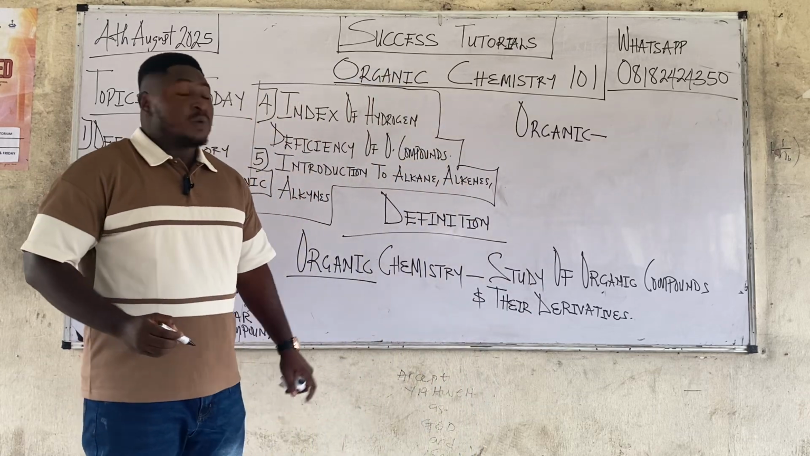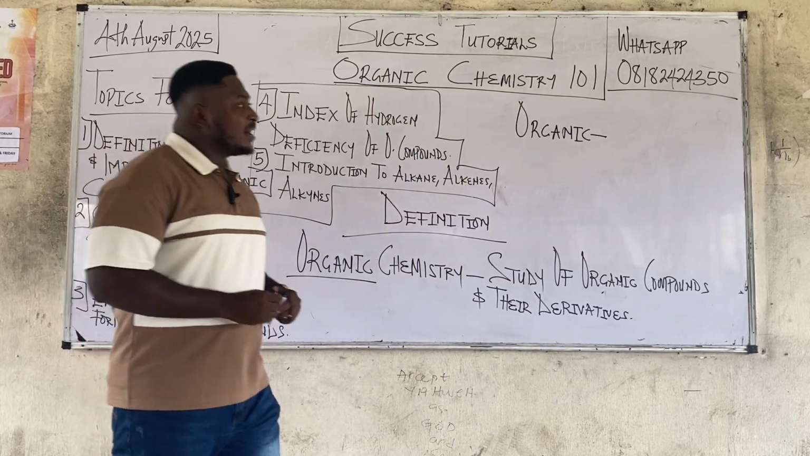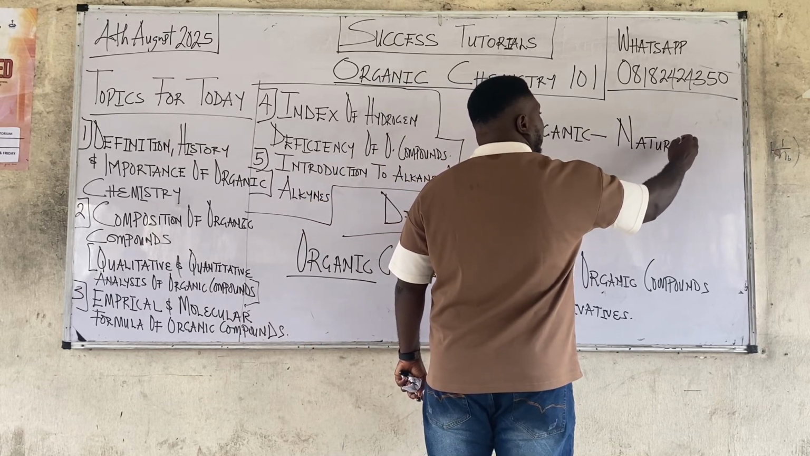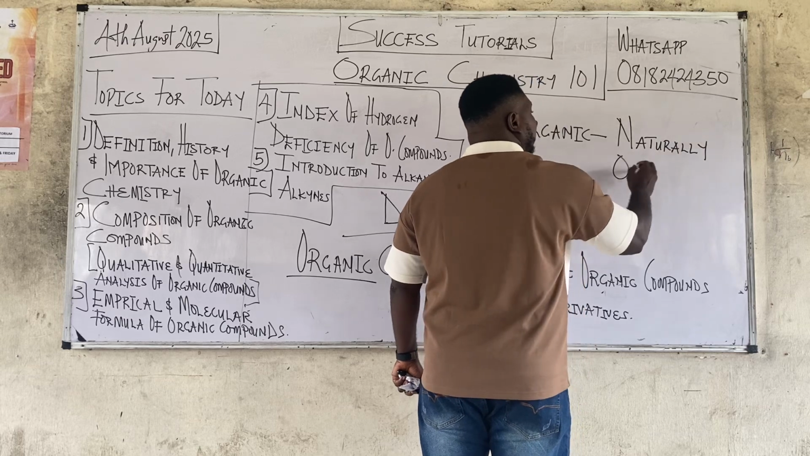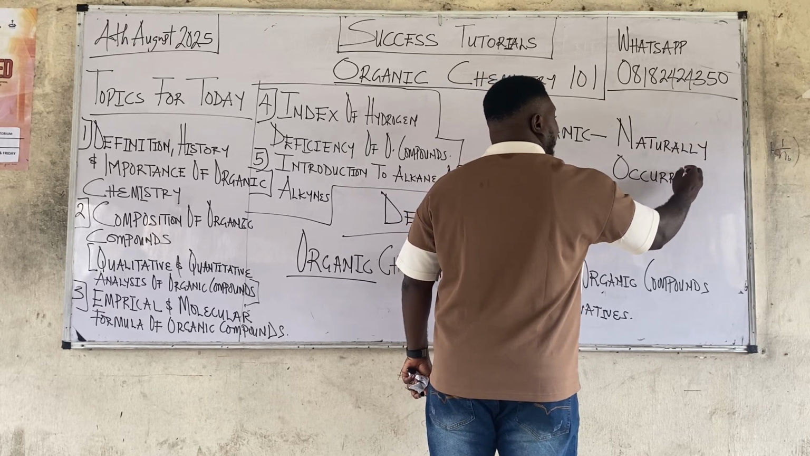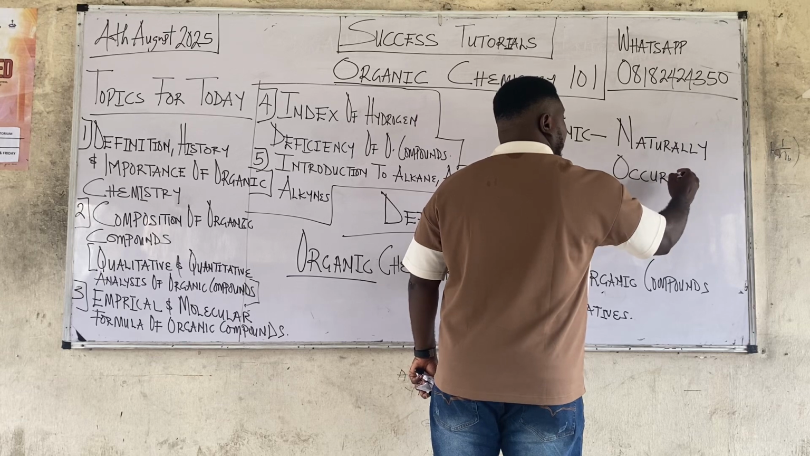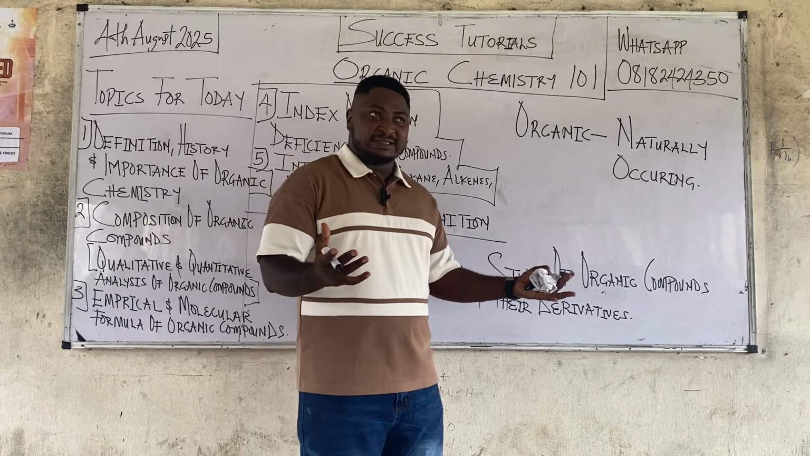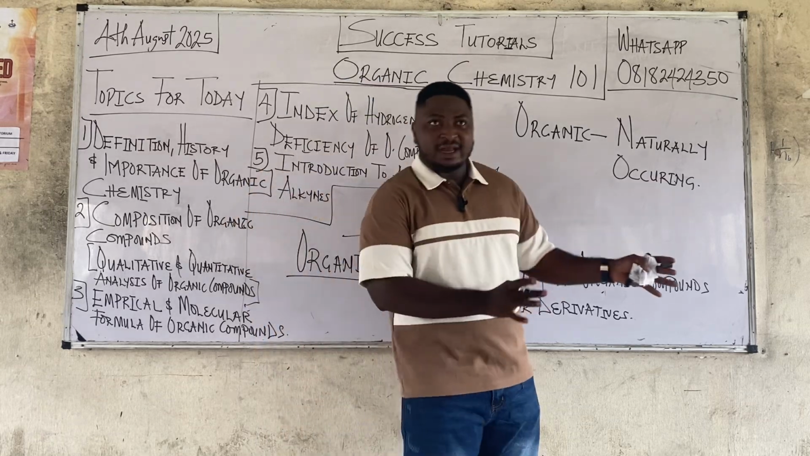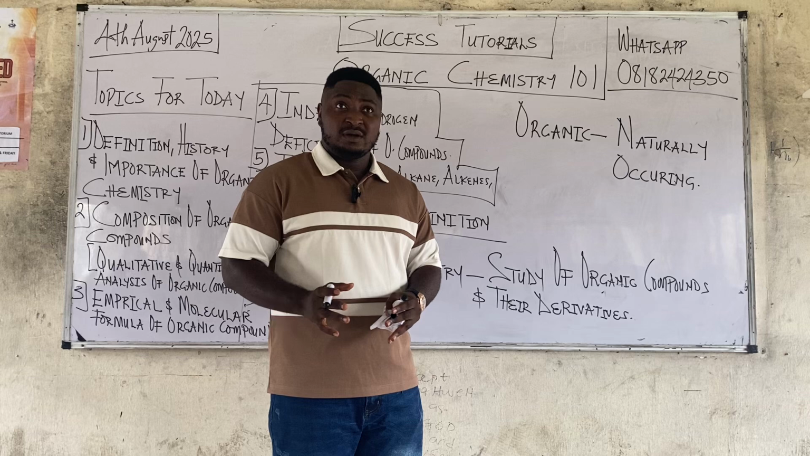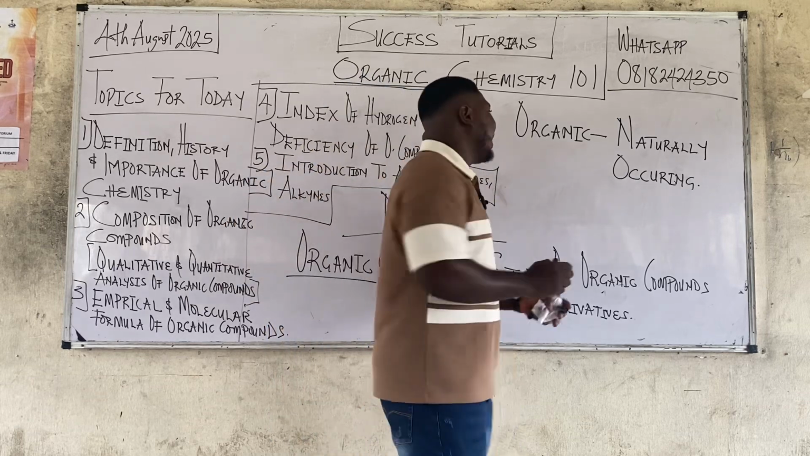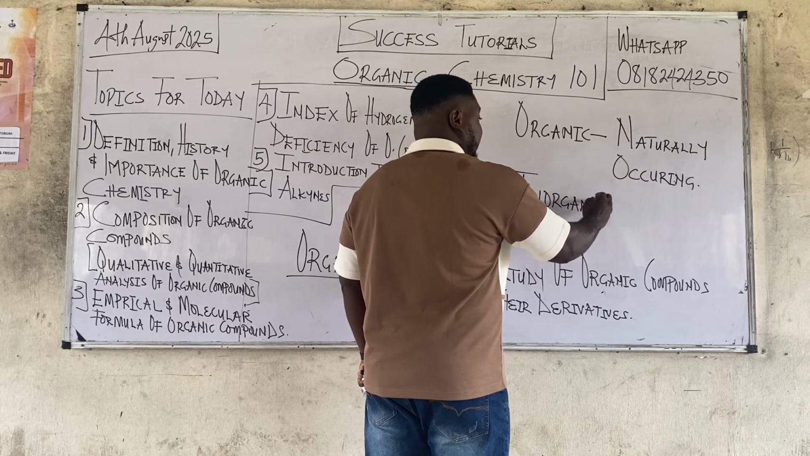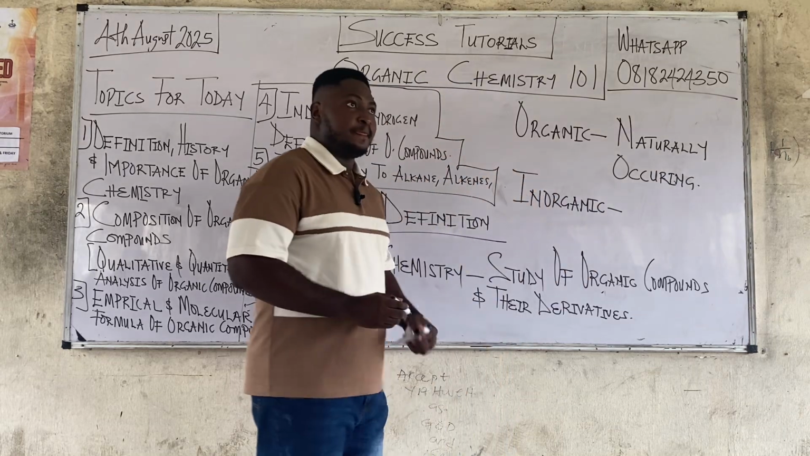Now, when you hear the word organic, what comes to mind? The word organic means naturally occurring. In life as a whole, we have 2 types of substances: substances that are naturally occurring, and substances that are non-naturally occurring. Substances that are non-naturally occurring, we call inorganic. That's why I said that chemistry can be broken down into 2 broad aspects, organic and inorganic.